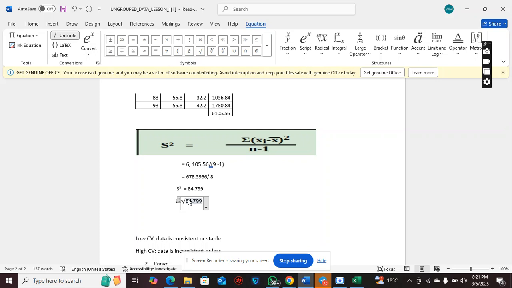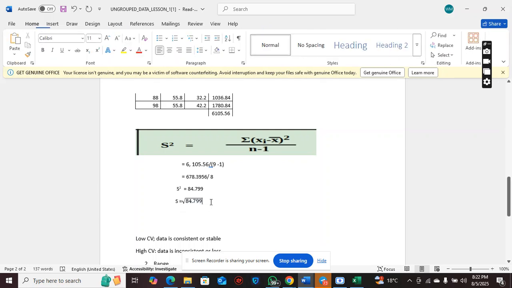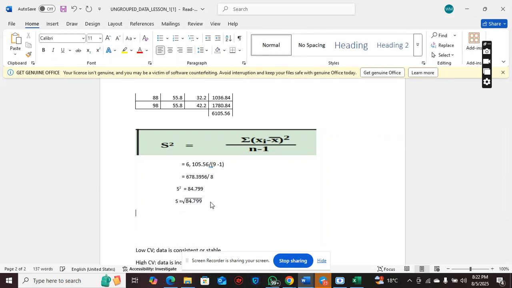The square root of 84.799 gives a standard deviation of 9.2. Any questions?